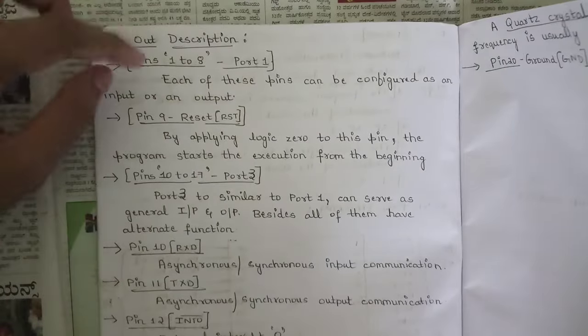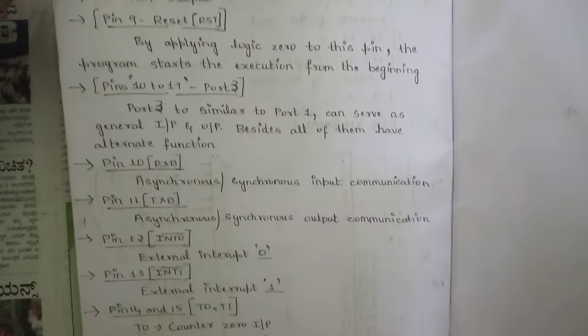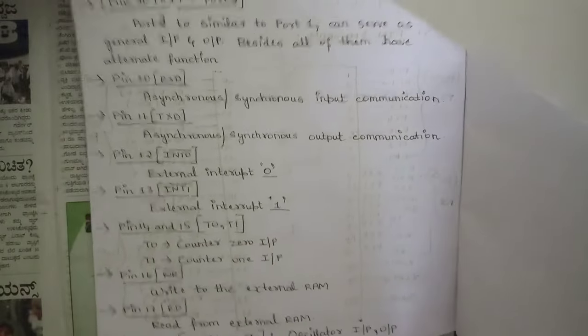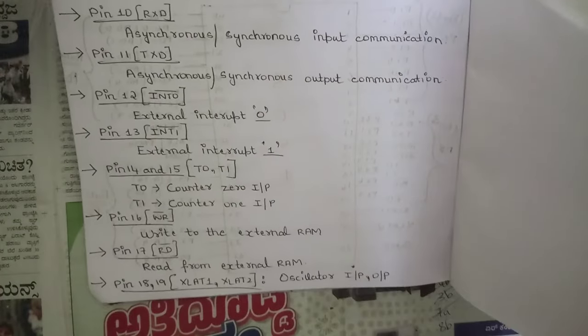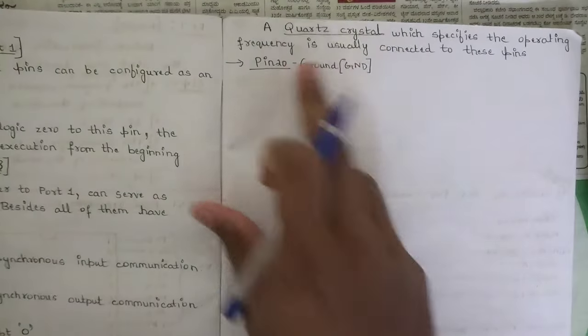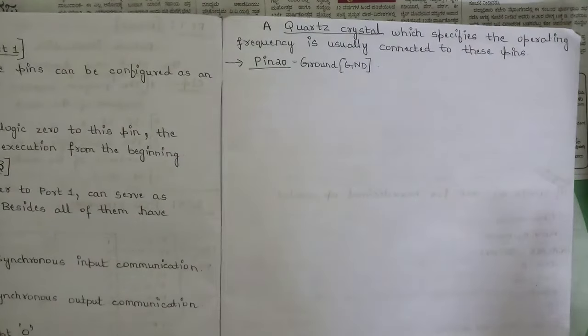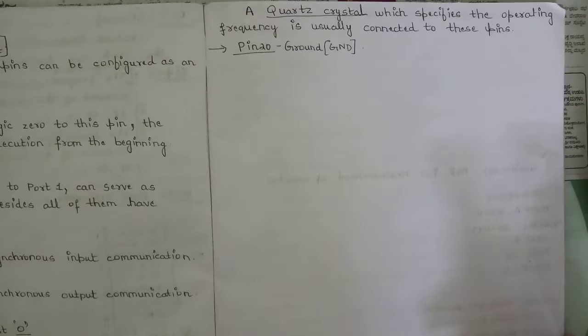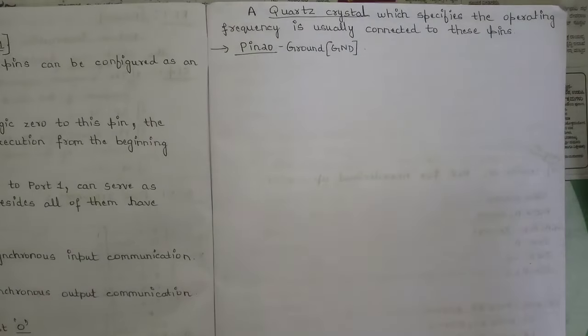Pinout description of each pin, from 1 to 8, from 9, from 10 to 17. Please note down what all the pins do, their functioning, and what they mean. Here I have till pin 20. From pin 20 to pin 40, it is available in our microcontroller model paper playlist. We have provided it to you all, so please note it down.